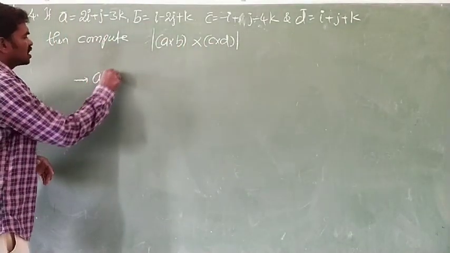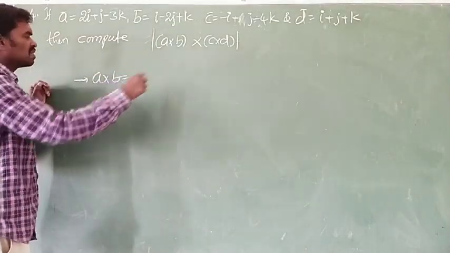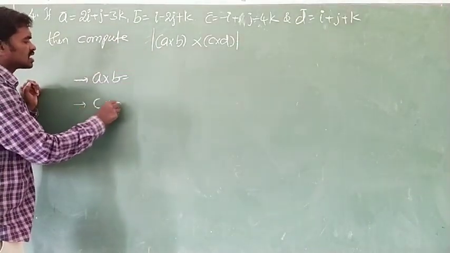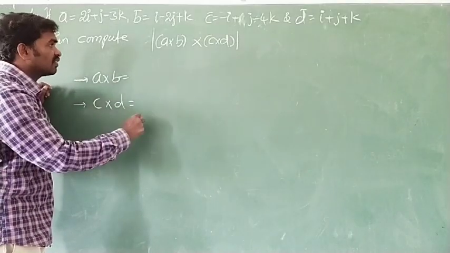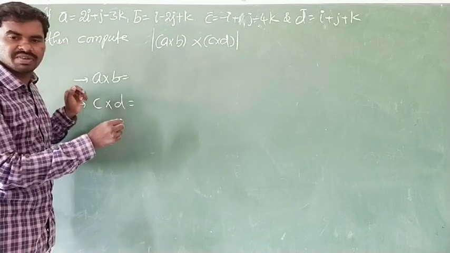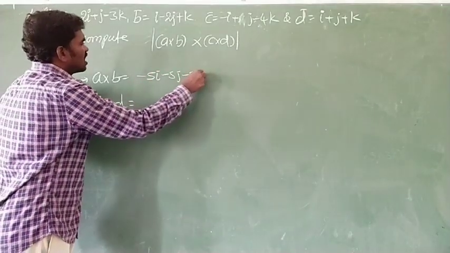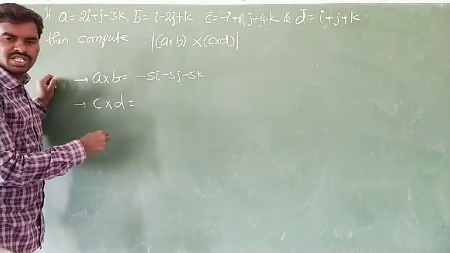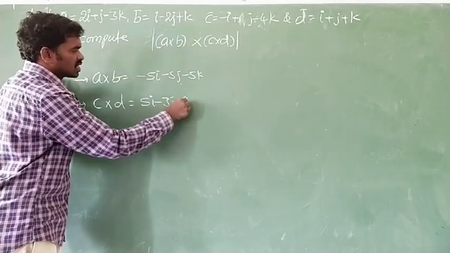First a cross b. What is a cross b? Make the determinant with i, j, k, a elements, b elements and simplify. Next, similarly c cross d. How can we find it? Determinant with i, j, k, c elements, d elements and simplify. We get the answer. For a cross b we get minus 5i minus 5j minus 5k. Next, c cross d we get 5i minus 3j minus 2k.